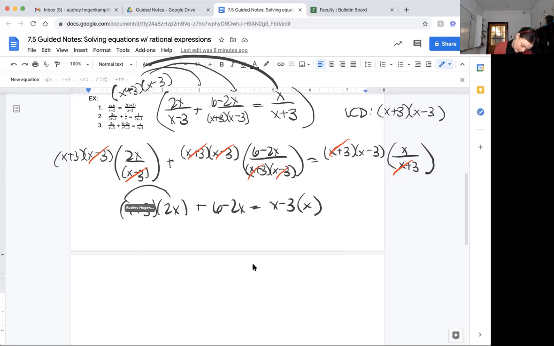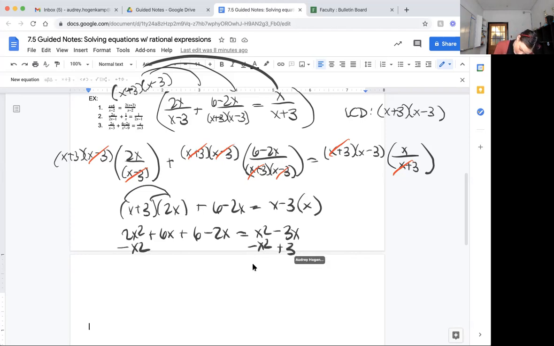So 2x times x plus 3 is going to be 2x squared plus 6x plus 6 minus 2x equals x squared minus 3x. Okay, so now I'm going to go ahead and subtract x squared and add 3x to get one side equal to 0. So I'm going to have 2x squared minus x squared, which gives me x squared, plus 9x, but then I have this minus 2x, so I'm going to have plus 7x, and then plus 6 is equal to 0.